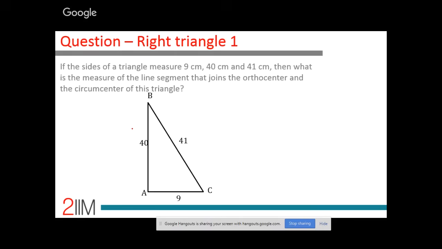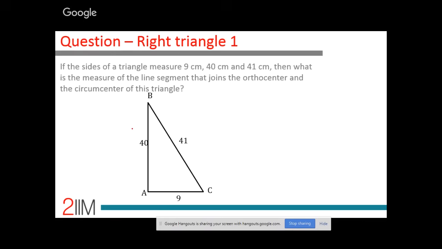The sides of a triangle measure 9, 40, and 41. Then what is the measure of the line segment that joins the orthocenter and the circumcenter of this triangle? Orthocenter to circumcenter is circumradius, which is half of hypotenuse, half of 41, 20.5.